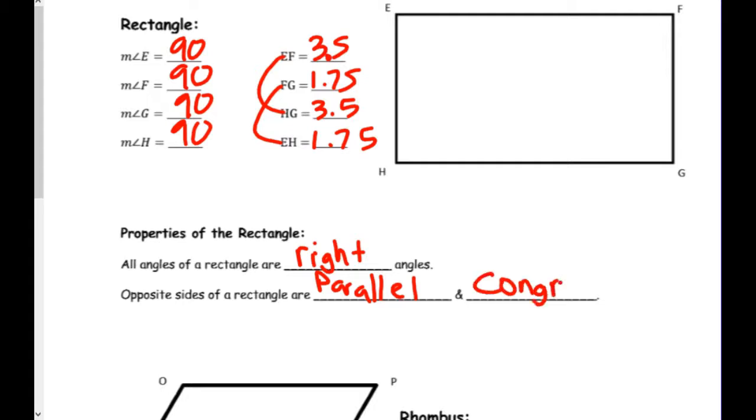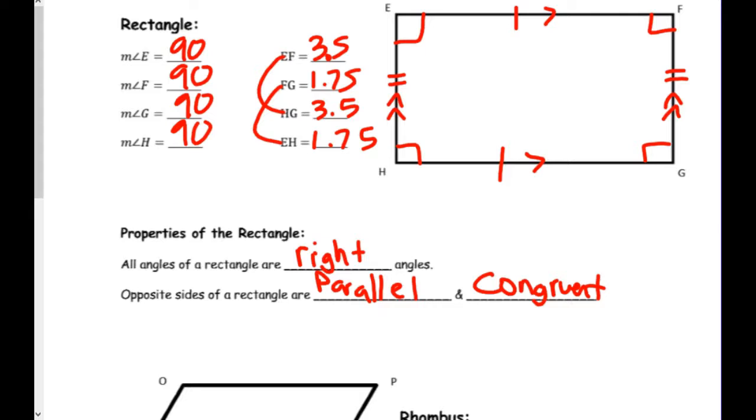When we talk about supplementary, we're talking about angles. So these are sides. Now let's label this. So all those right angles, label those. And then the opposite sides are parallel and congruent. Parallel and a different congruent. Okay, so there's our rectangle.